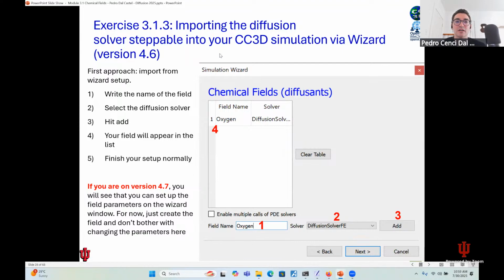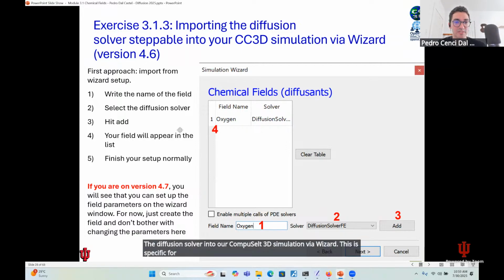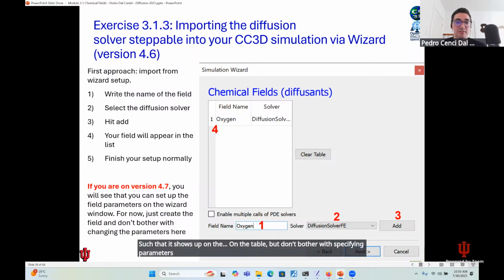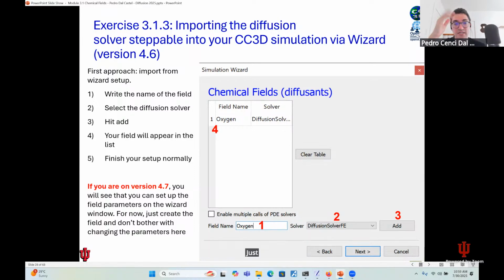So let's start by importing the diffusion solver into our CompuCell3D simulation via Wizard. This is specific for version 4.6. If you are on version 4.7, then the window will be a little bit different. What I suggest you do is create the field such that it shows up on the table, but don't bother with specifying parameters. Just create a field and then hit next.